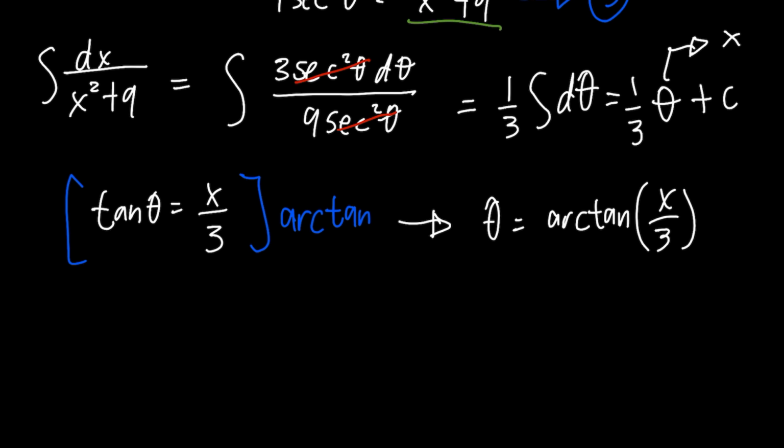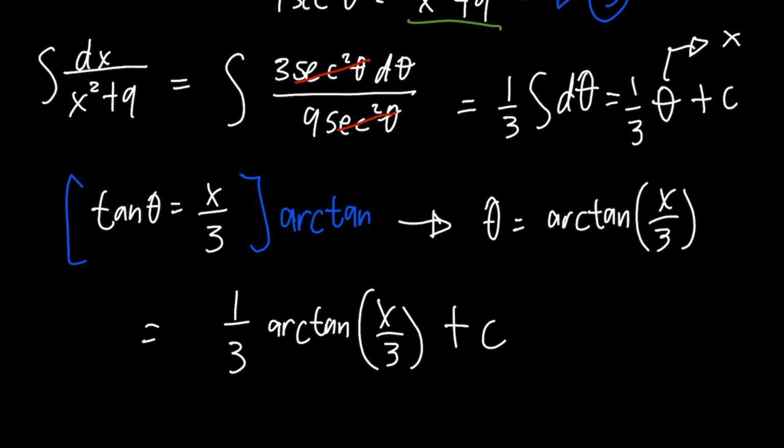So we have 1/3 arctan of x over 3 plus c. That is the answer for the problem.